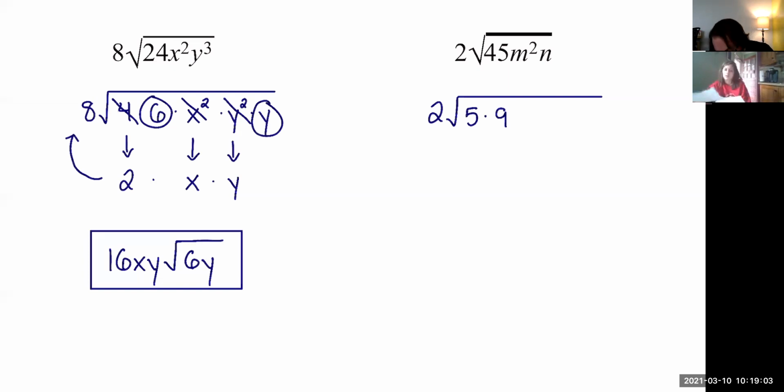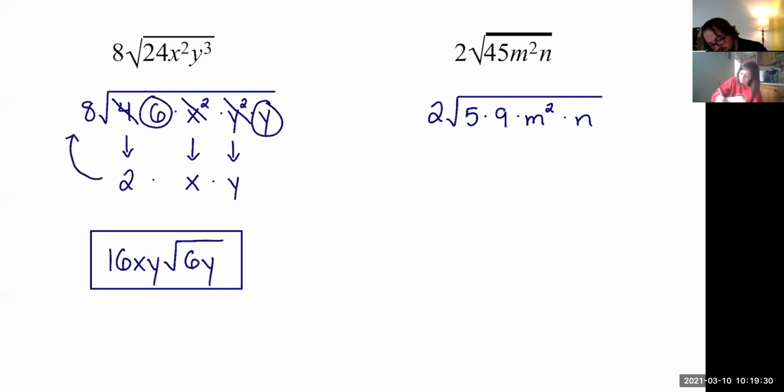What about m squared? Can I break it down? It's already a perfect square because it is being squared. And what about the n? No, and it's a singleton, so there's not really anything more I can do with it. Can't break it down any further. You can't add another one in there because there wasn't any more to begin with. So I've broken it down as much as possible.